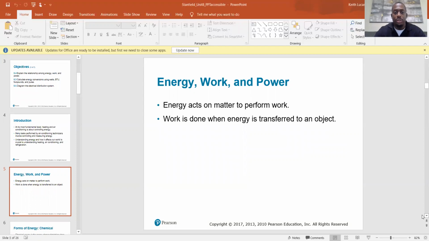Energy, work, and power. Energy acts on matter to perform work. Work is done when energy is transferred to an object. So kind of like how electrical energy is used to power a motor, and the motor turning is the actual work being done.